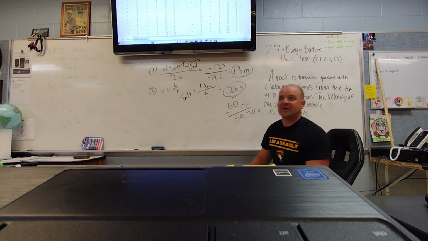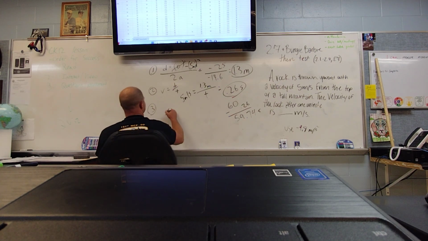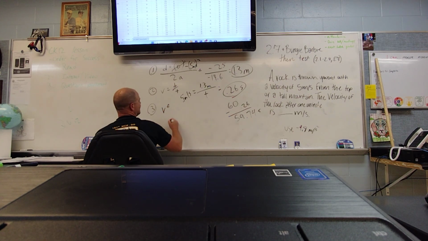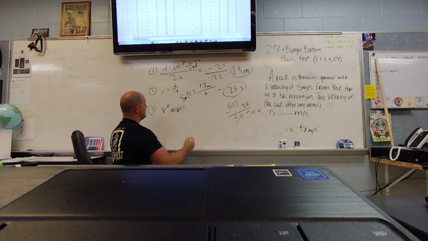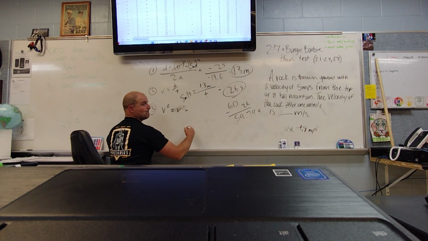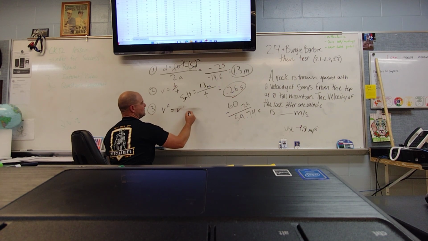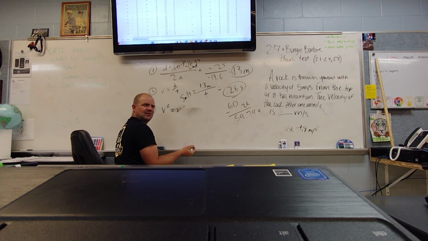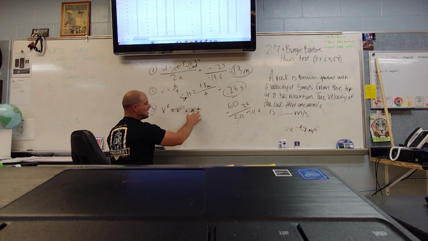Now, what's step 3? Final velocity equals initial velocity plus acceleration times time. So it would actually just be that. Plus, acceleration times time, AT.